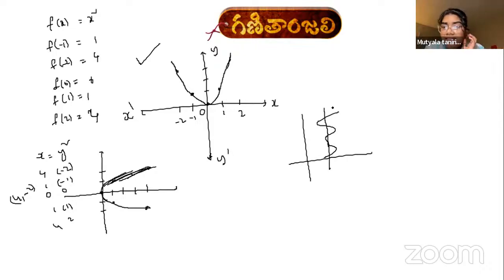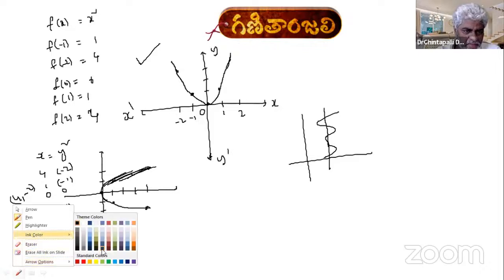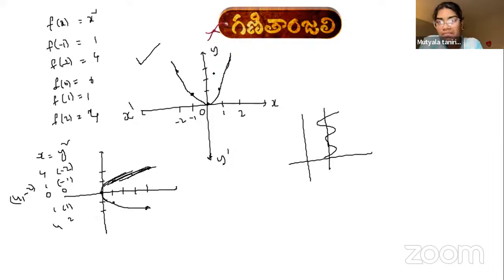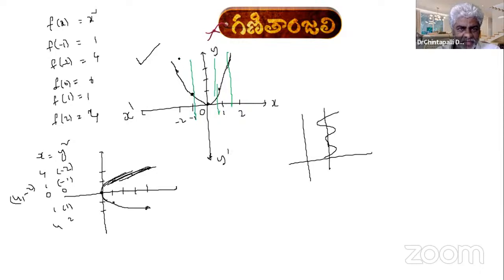Vertical line test. Any vertical line. If no vertical line intersects that graph or that curve, whatever it may be, more than once, it is a function. See, if you draw any vertical line for the first curve, so many vertical lines can be drawn. No vertical line crosses that function more than once. That's why it is a function.